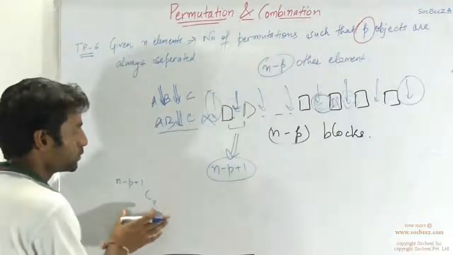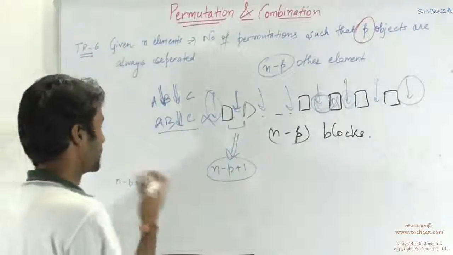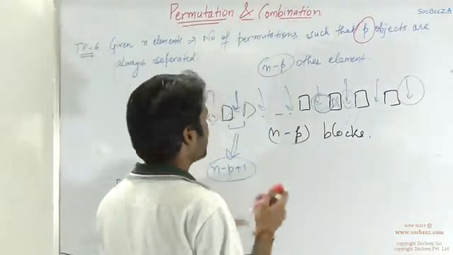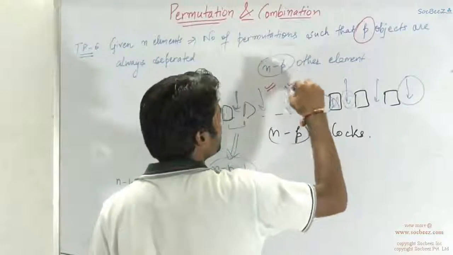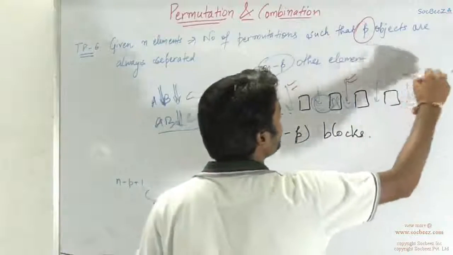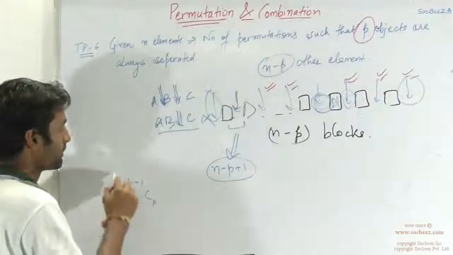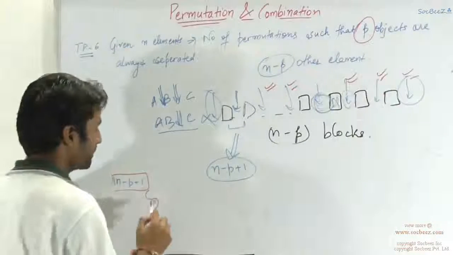Okay, in this way you chose the positions where to place. In which position, say you chose this position, you chose this position, you chose this position, you chose this position. So these are n minus p plus 1, they were the total number of places, you chose p of them.